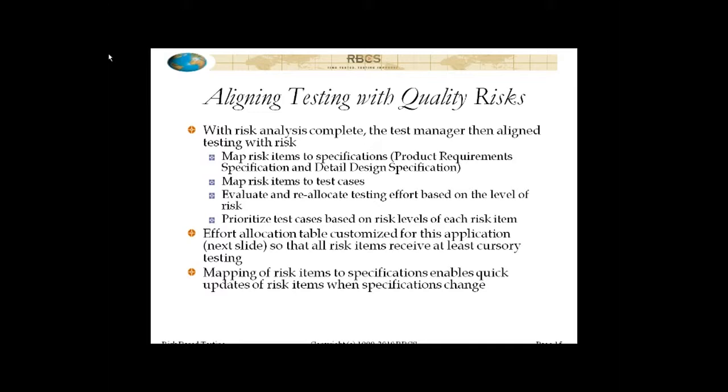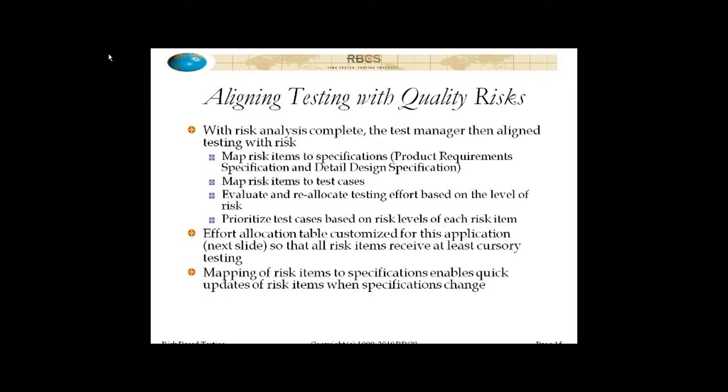Okay, so now at this point we've got a solid quality risk analysis document, and it's a good basis for testing. So at this point, Test Manager is going off to align the testing with risk. One of the things that he did was he goes through the risk items, and he goes through the specifications. Specifically, he had a product requirement specification and a detailed design specification.